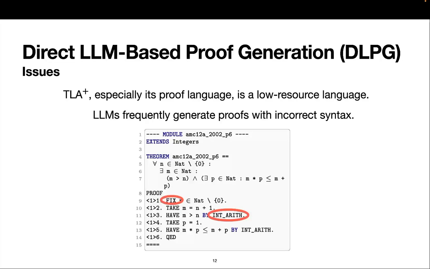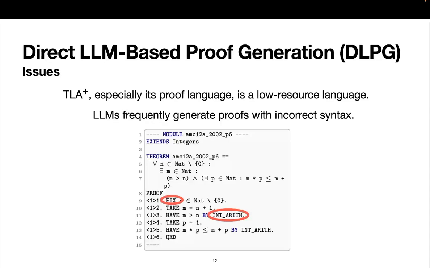The proof language of TLA Plus is a low-resource language. There is not enough TLA Plus proof data available for LLMs to learn from, especially during the pre-training phase. As a result, LLMs frequently generate proofs with incorrect syntax. They could mix in syntax from other proof systems, like Isabelle.